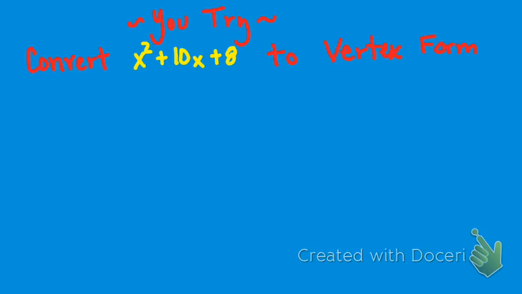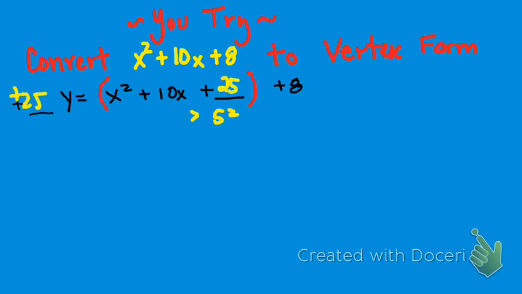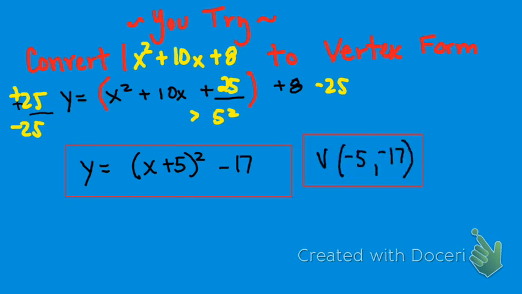You try. Convert this to vertex form. Pause the video. Okay, let's see how you did. Did you separate the x and then know that you have to complete the square? And whatever you add to one side, you also have to subtract from the y to solve for y. So then you have x plus 5 squared minus 17, and then your vertex is the opposite value for h, and the k is the constant negative 17.